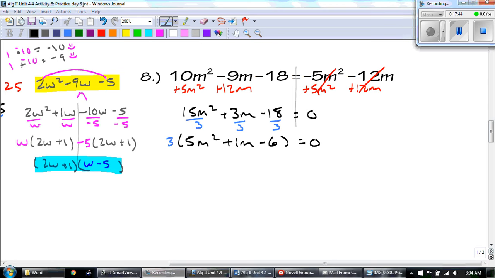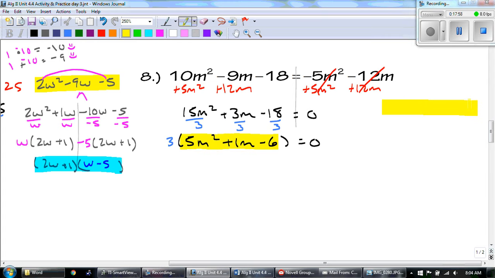Okay, I moved the 5m squared and the 12m. We got 15m squared plus 3m minus 18, and then I factored out a 3. Okay, so now you guys need to do all the side work and factor the 5m squared plus 1m minus 6. Good luck.